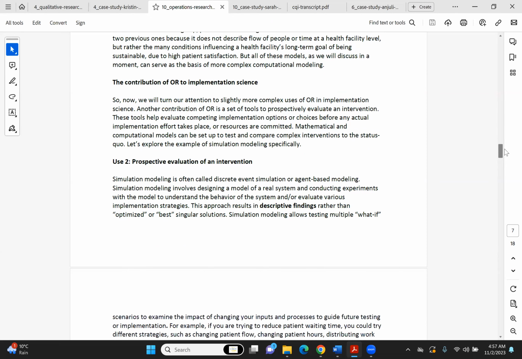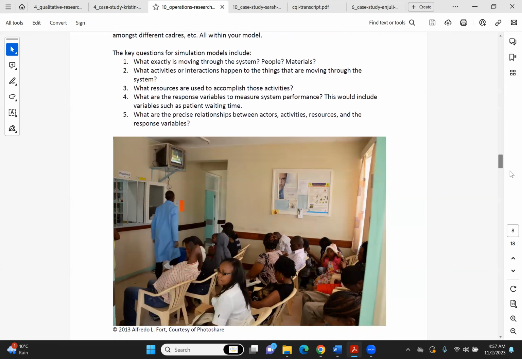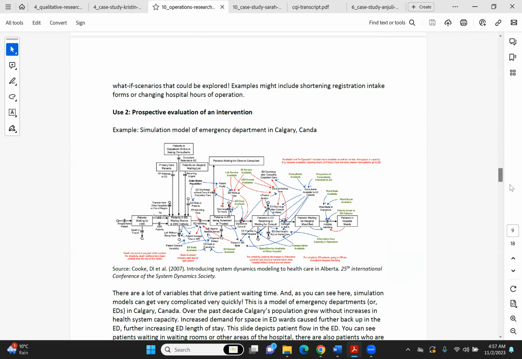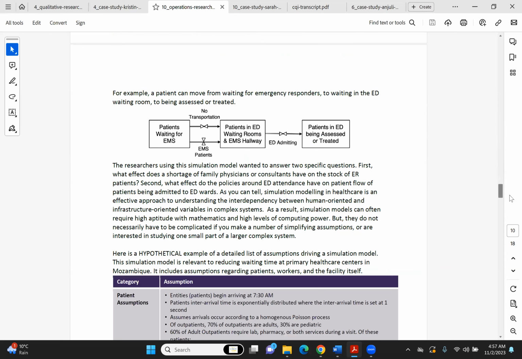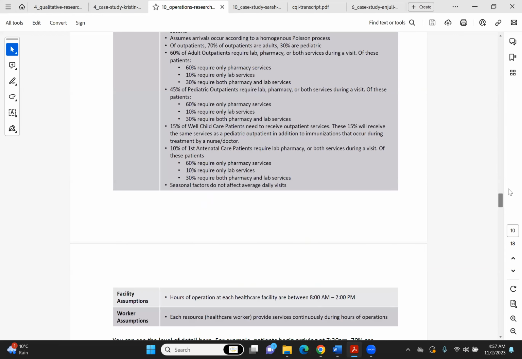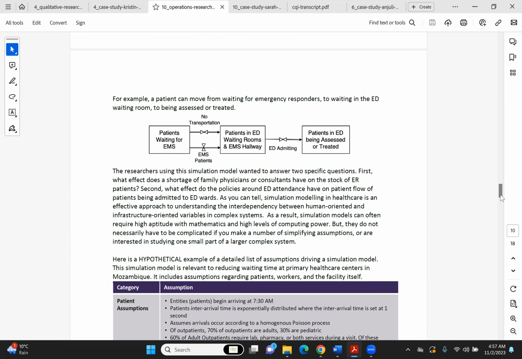Then, prospective evaluation of the intervention. They have talked about this, and a third one is that they have given multiple examples, where by doing operations research, you are trying, through various mechanisms including mathematical modeling, to identify the multiple options available to address those problems.